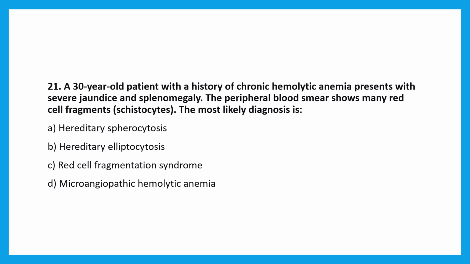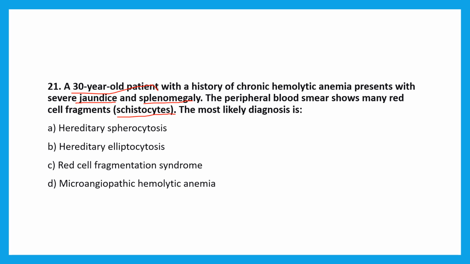Question 21. A 30-year-old patient with a history of chronic hemolytic anemia presents with severe jaundice and splenomegaly. The peripheral blood smear shows many red cell fragments, schistocytes. The most likely diagnosis is what? So what do we have on the blood smear? We have schistocytes, jaundice, and splenomegaly. All right, so is it hereditary spherocytosis?